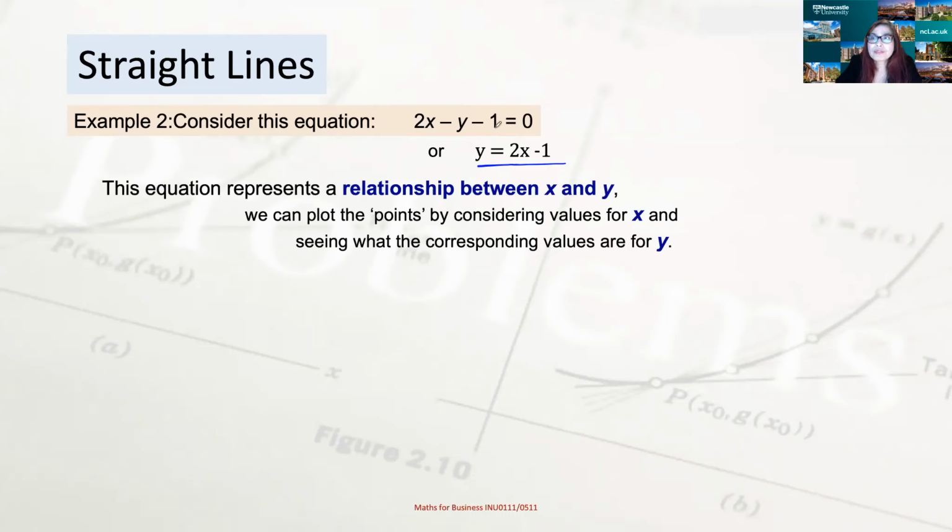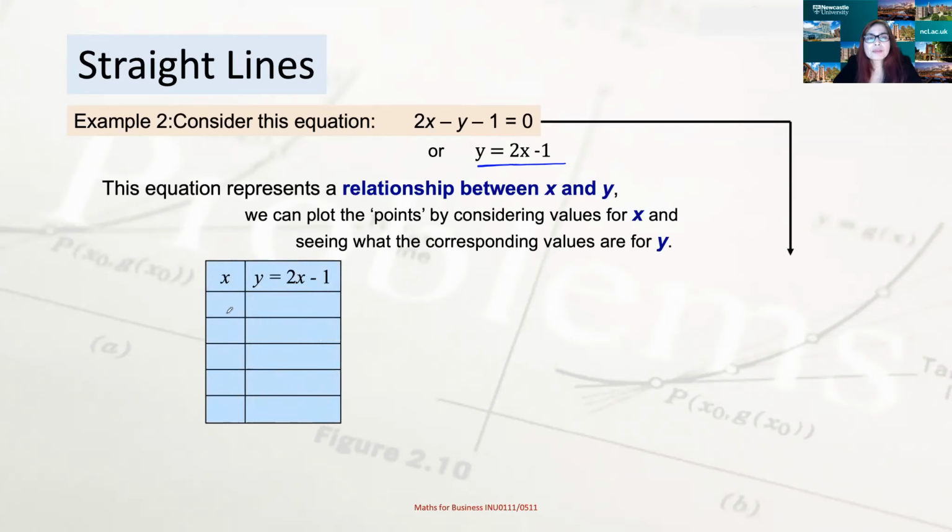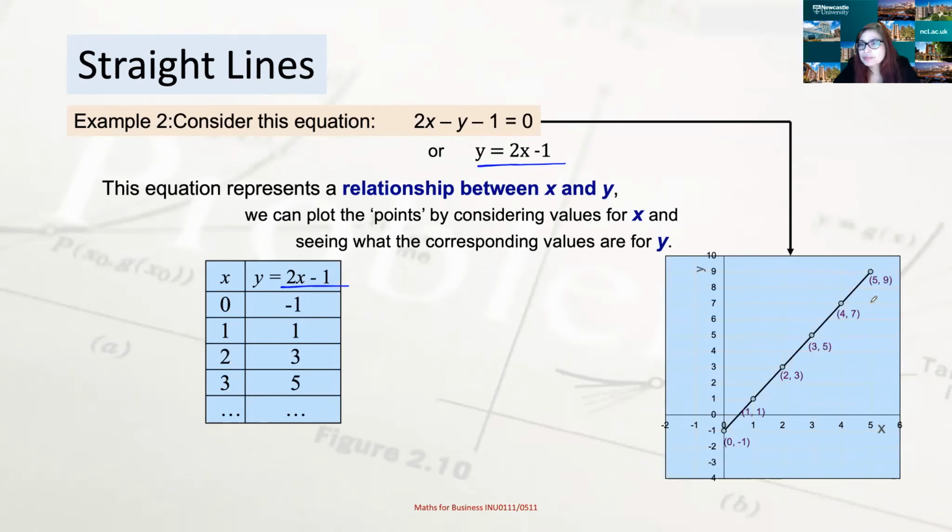So first we draw a beautiful table, then put some values for x, then substitute these values in this equation and find the corresponding value for y. And then you can use this to plot the graph. And what can you see? The graph is a straight line for this equation.